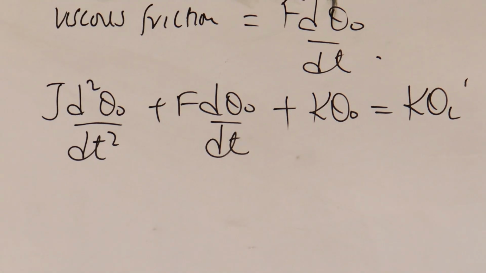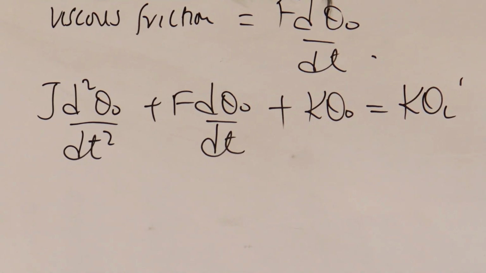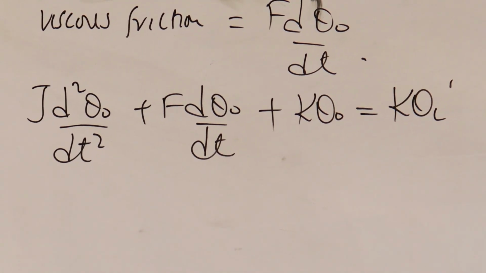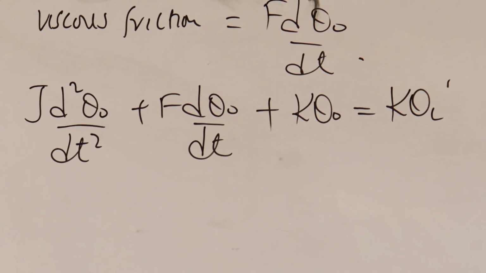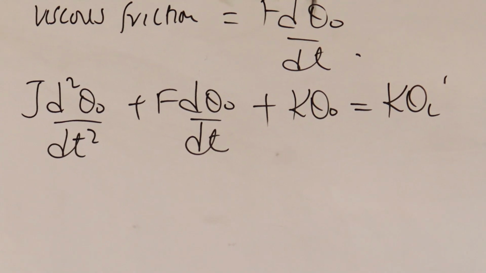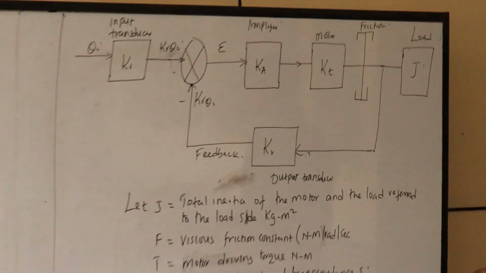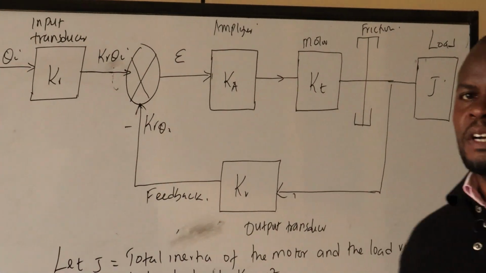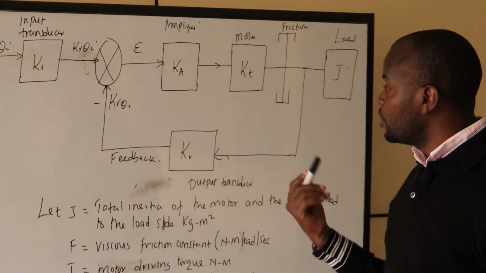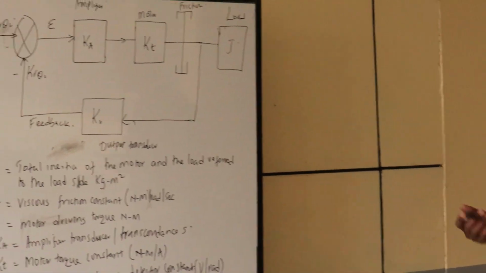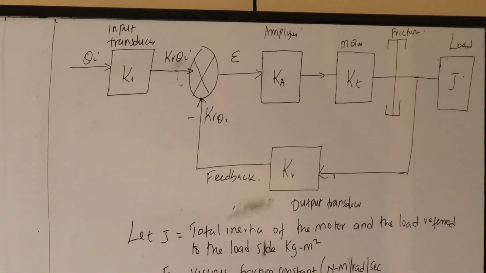From there we can find, if we assume that the total friction and damping is F, and that is needed for the system to be critically damped. For a system to be critically damped, it means that it has a damping factor of 1. We'll see that also later on when we look at the responses with respect to the damping factors.